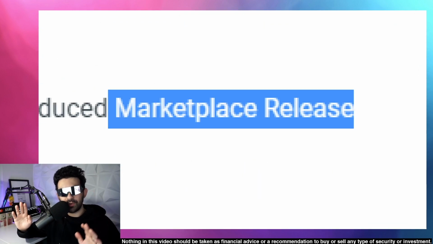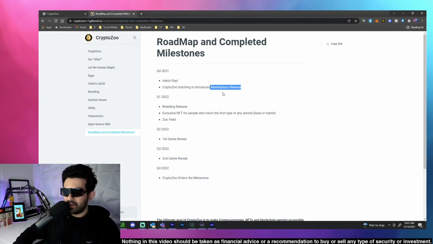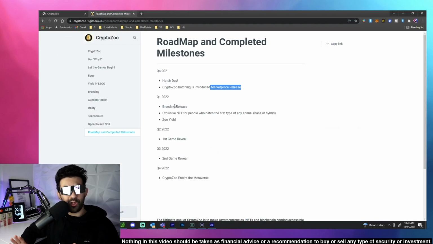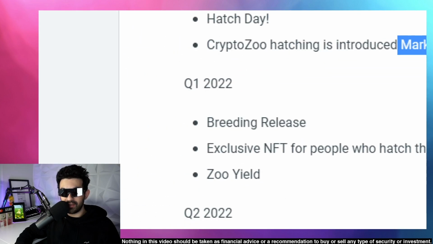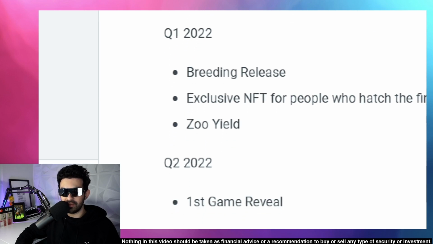But before you go and just dump all your money into that, be careful, because now you have to ask yourself, why would anybody buy an egg? Why would anybody buy an animal right now? Okay, because Q1 is when breeding releases. So you could have all of the animals in the zoo system. You can own everything. You could buy everything, right? But you're just going to be sitting on it until Q1 for the breeding and for the yield.